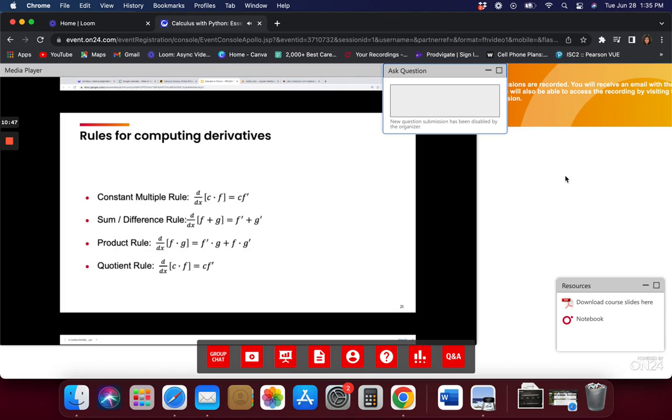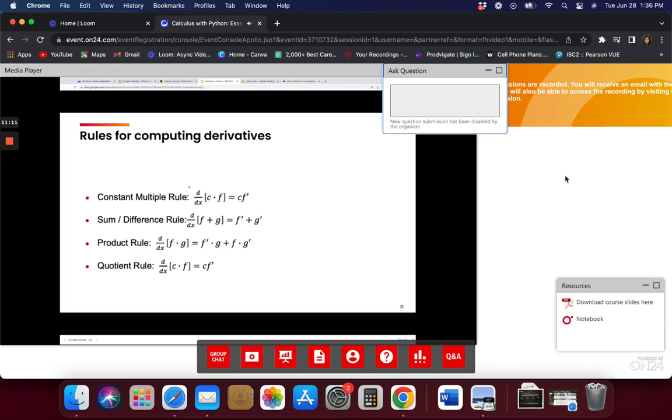In addition to those basic rules, there are also some more advanced rules for computing derivatives. We have the constant multiple rule, absolutely, a very awesome number. If we're taking the derivative of a constant times a function, we can just pull that constant out front, and it's equal to the constant times the derivative of that function.